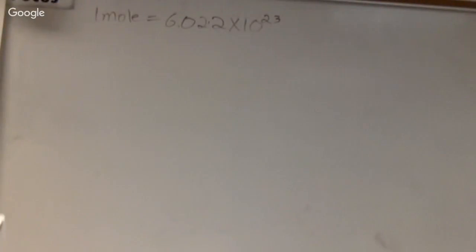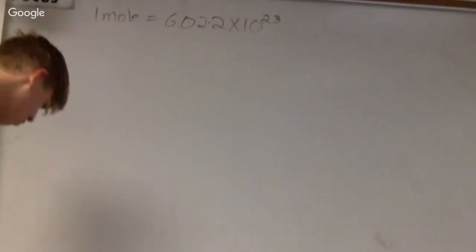1 mole is equal to 6.022 times 10 to the 23rd anythings. We call them particles, right? So depending on what our particle is, they have different names. If I have a molecule, then it would be 6.022 times 10 to the 23rd molecules. If I have an element, then it'd be 6.022 times 10 to the 23rd atoms. If I have an ionic compound, it would be 6.022 times 10 to the 23rd formula units. Do you guys understand that there's 3 different?